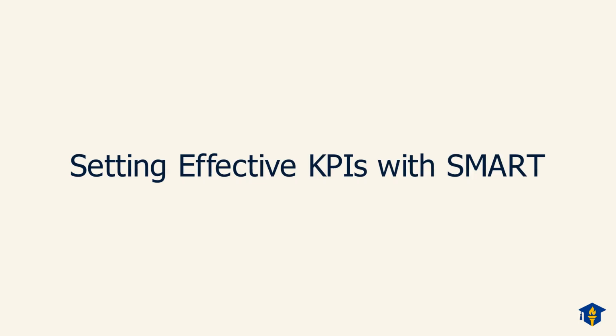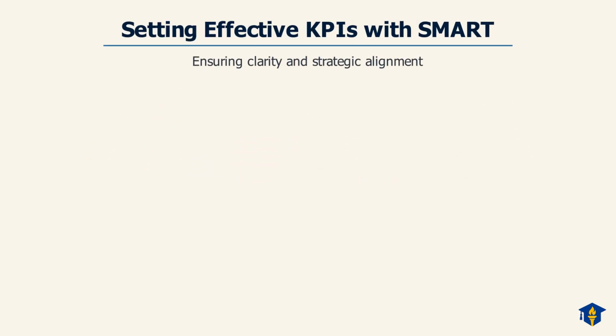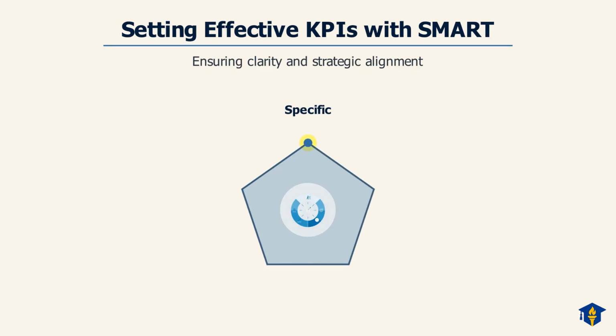To set effective KPIs, we use the SMART framework. This framework helps ensure our KPIs are clear and aligned with our strategy. The S in SMART stands for specific goals. This means your goals must be clear, precise, and well-defined. M means your KPIs should be measurable. You need to be able to quantify them so you can track progress.